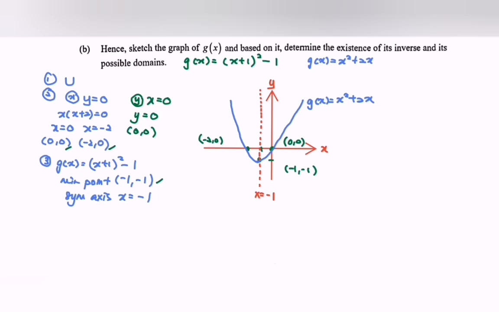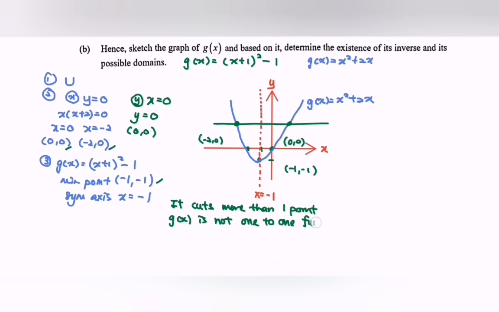Determine the existence of its inverse and its possible domain. So does the inverse exist? Making use of the horizontal line test, meaning draw a line and notice that we have 2 intersection points. So it cuts more than 1 point. Then we can say g(x) is not a 1 to 1 function. So g inverse does not exist. So that is the situation for this part.